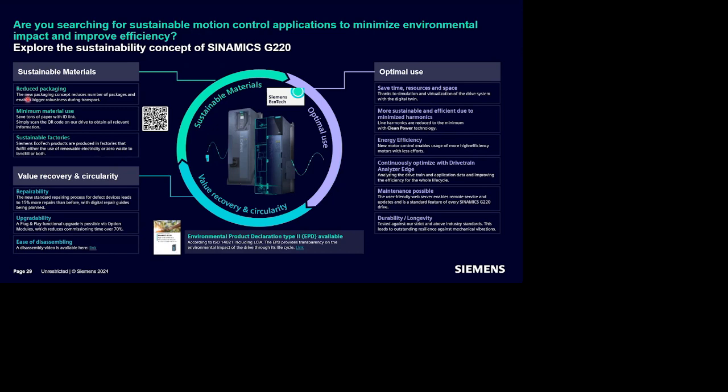This is the first part, the design phase with the sustainable materials. Then we move to the optimal use, and this is the usage phase of our drives, which is actually the longest. In this case, of course, we can save energy thanks to the new motor control that allows us to control high-efficiency motors, but also thanks to the harmonics. So we save on the motor side, but we save on the grid as well, as we have the clean power variant with very, very low harmonic distortion.